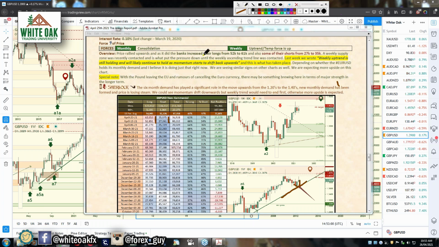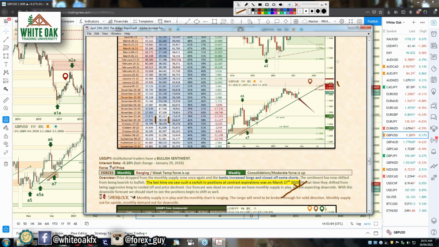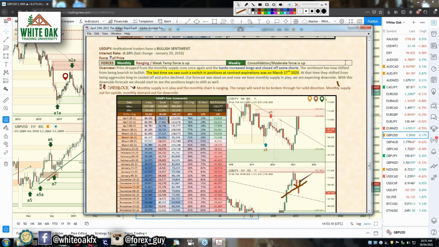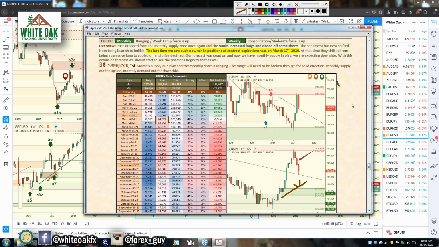US dollar, Japanese yen, increase longs a little bit, and reduce shorts. So this one's always a little bit contrary. And I think it has to do with this currency being used as a hedge against other things. So the data and what's happening on the charts tend to be a little bit off. But that's okay, because we just follow the supply and demand, and we can see what they're doing.